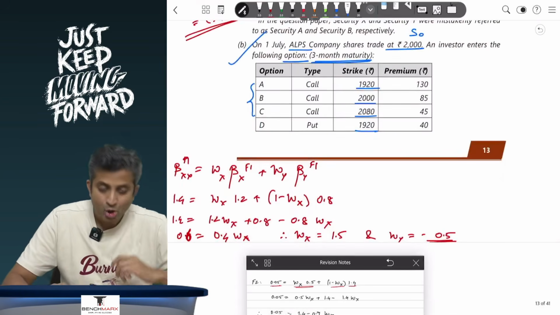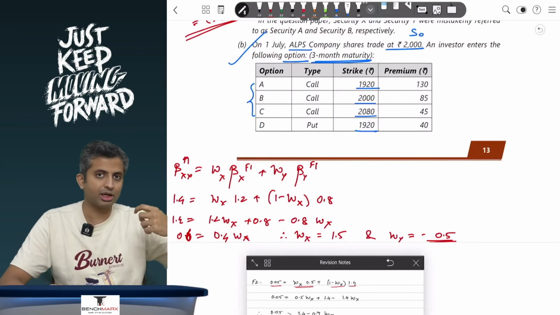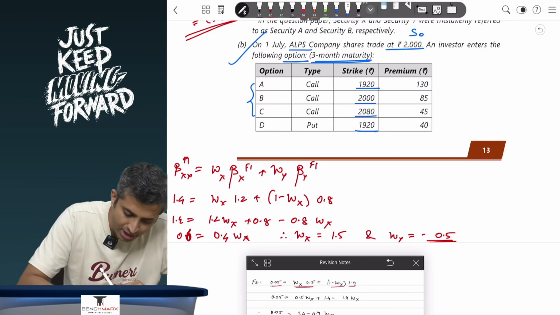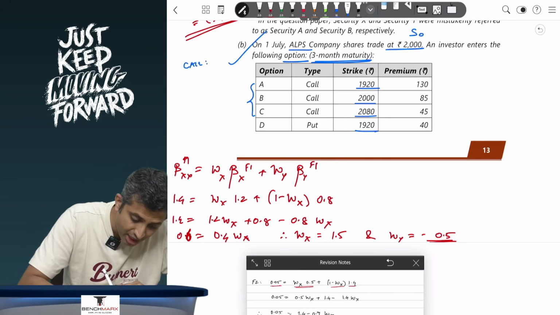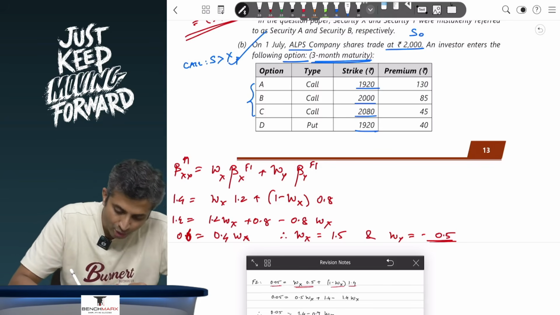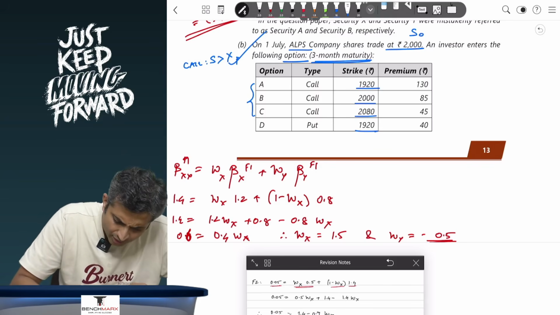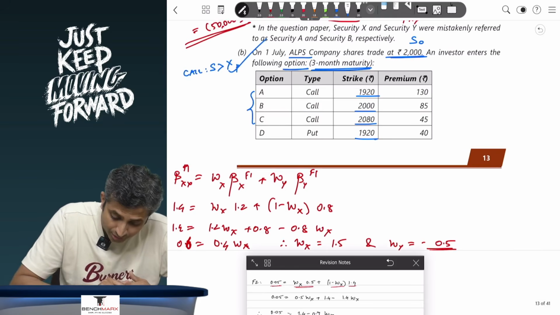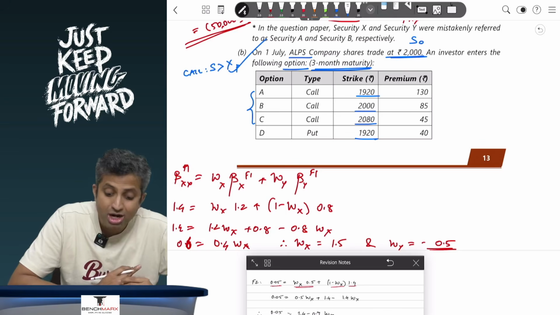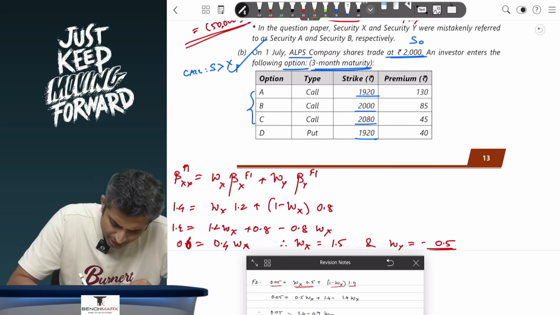So basically, what does in the money mean? The option is likely to be exercised. So when will the call option be exercised, sir? The call will be exercised if the spot is greater than the exercise price. You get a chance to buy at a cheaper price. So over here, the price today is 2000. The strike price over here is 1920. You would love to buy at the cheaper price. So this option is ITM, in the money.